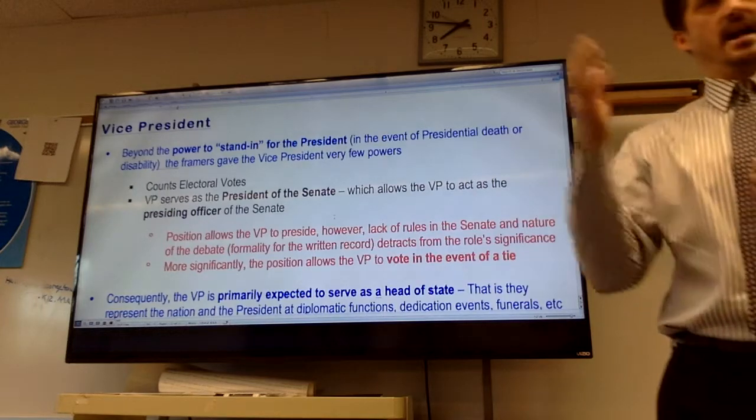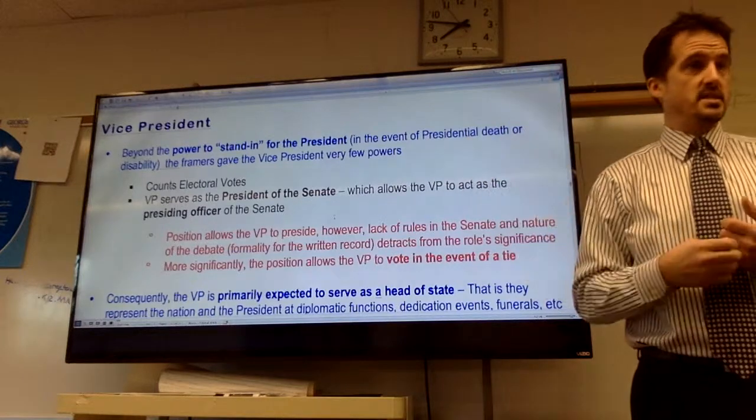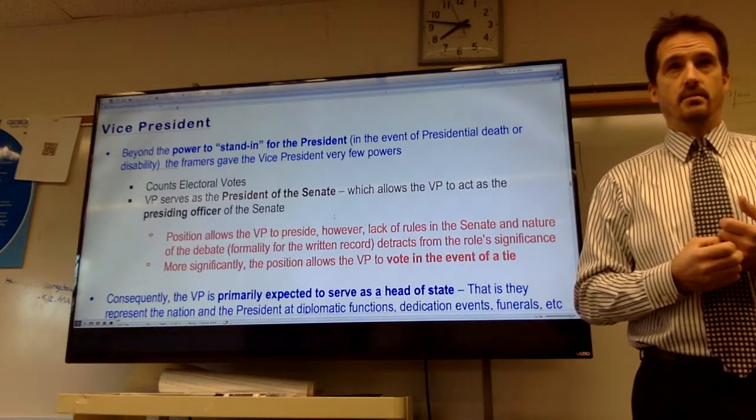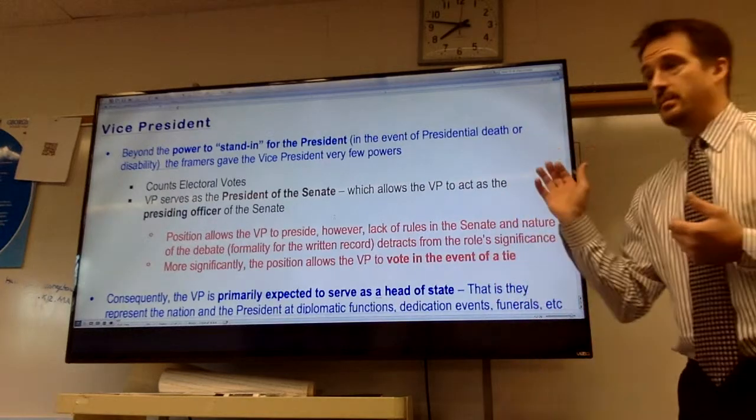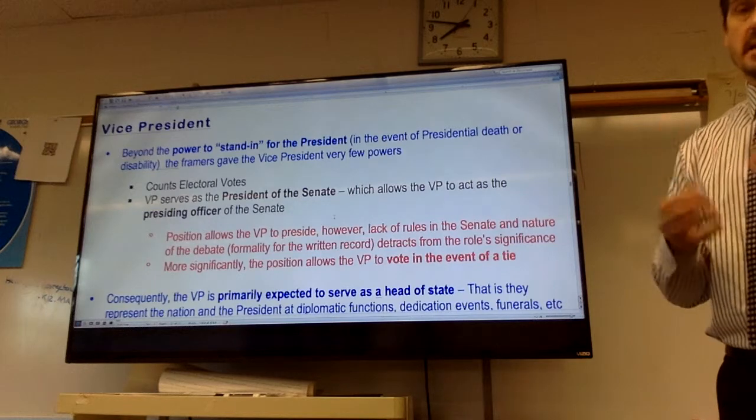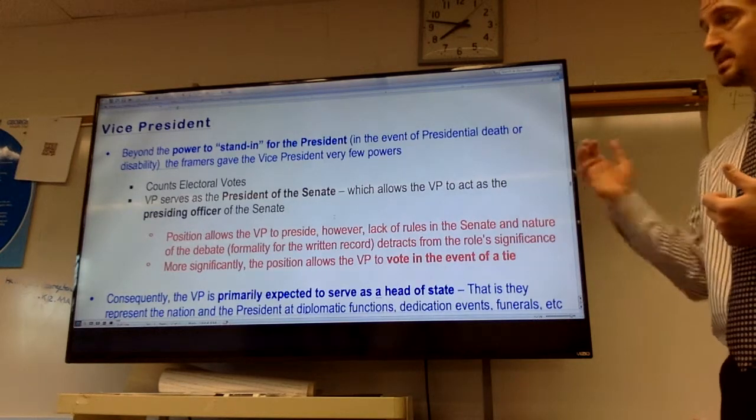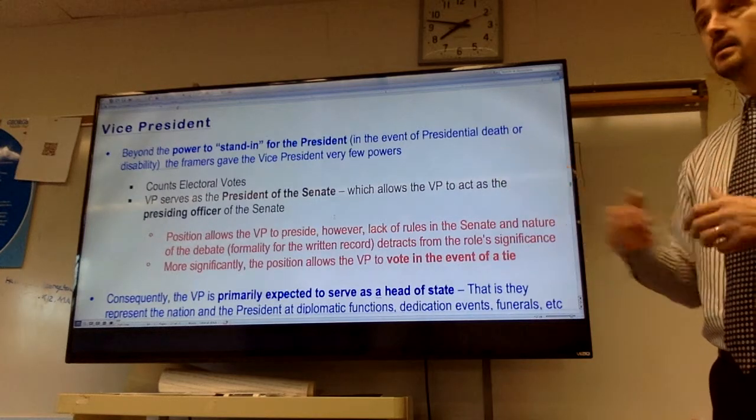So why have somebody outside the chamber serve as president of the Senate? What potentially can happen within the Senate, Ryan? 50-50 tie. Yeah, it could be a tie. So you need somebody to come in and break that tie. For that reason, they set up the vice president as president of the Senate, and they do give the VP power to preside.